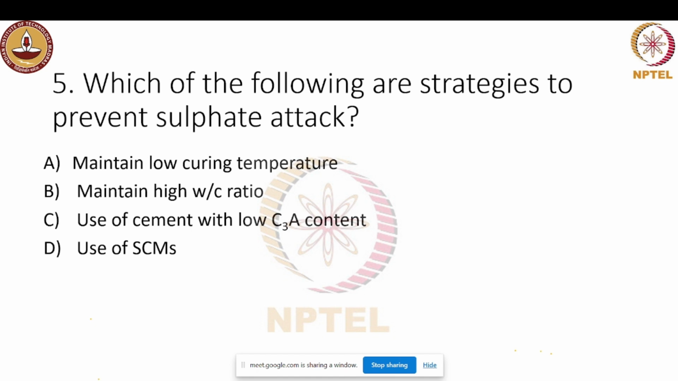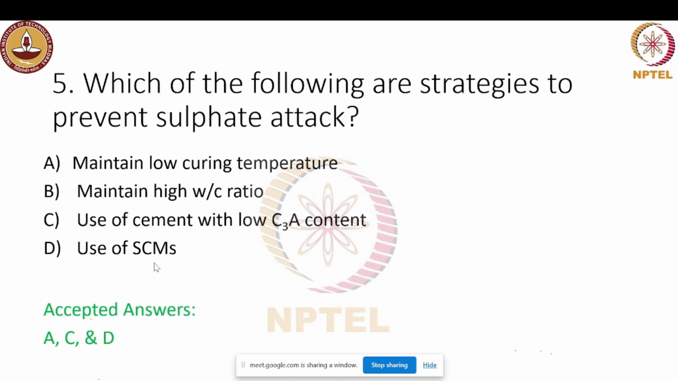Any other person who wants to comment? Both C and D. So yes, there are three things. Curing temperature: if the curing temperature goes above 70 degrees Celsius, there is a chance of internal sulfate attack. And next, as I have told you, the more the C3A content, the more chances C3A will react with sulfate and cause the formation of ettringite. So the lower the C3A content, the better the prevention of sulfate attack.